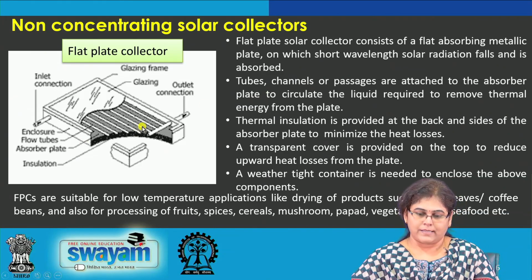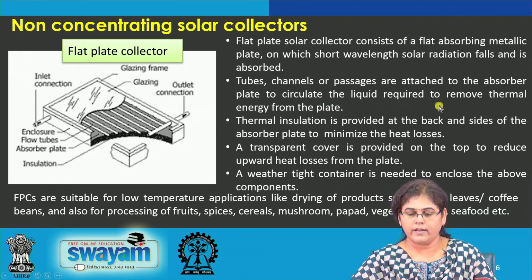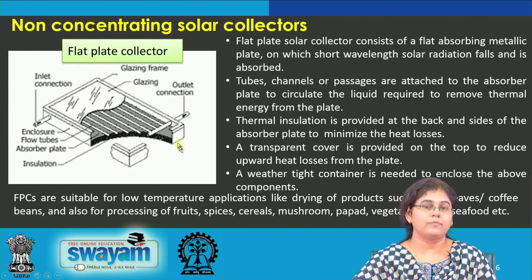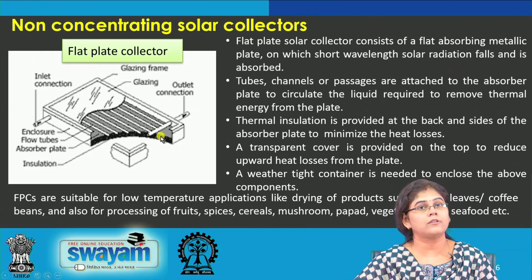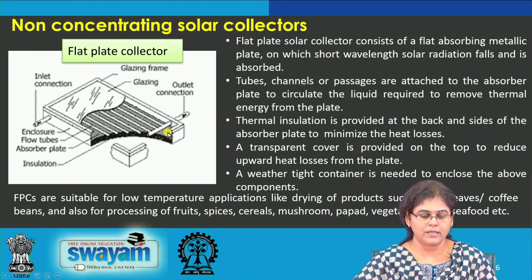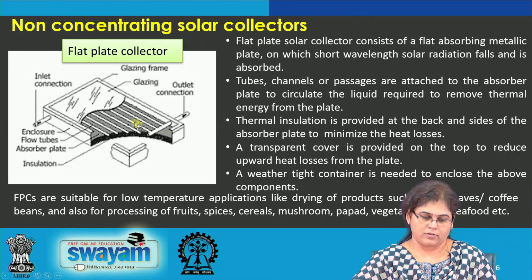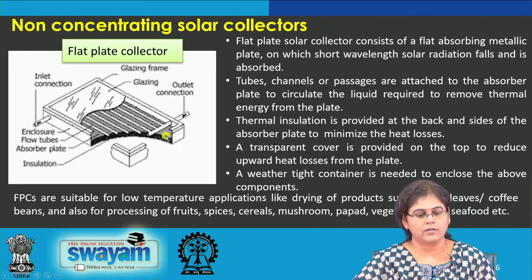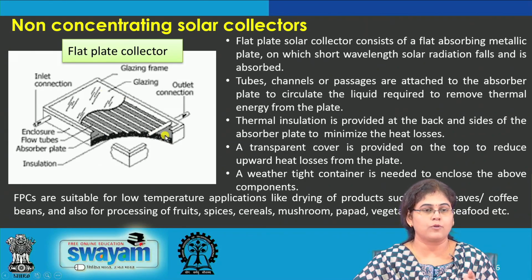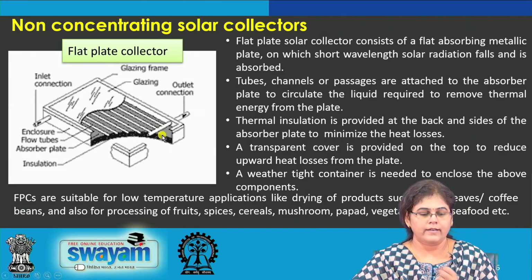Tubes, channels or passages are attached to the absorber plate to circulate the liquid required to remove thermal energy from the plate, because the plate is already black colored and it is heated by receiving the solar radiation. Above this black colored absorber plate, tubes or channels, or you can see these passages, are made so that the water should be circulated through these tubes and they receive the heat from the absorber plate and get heated.